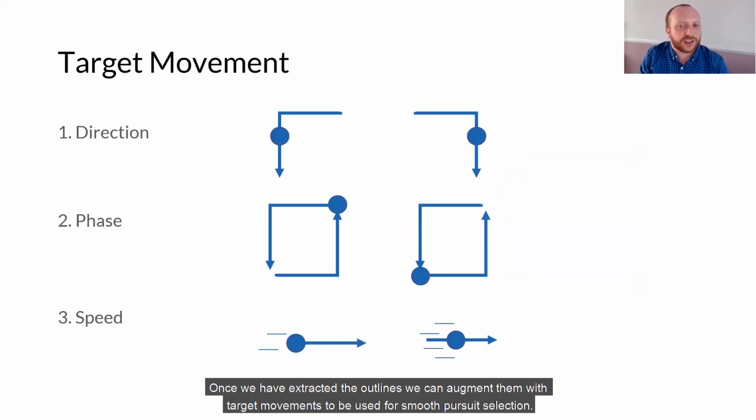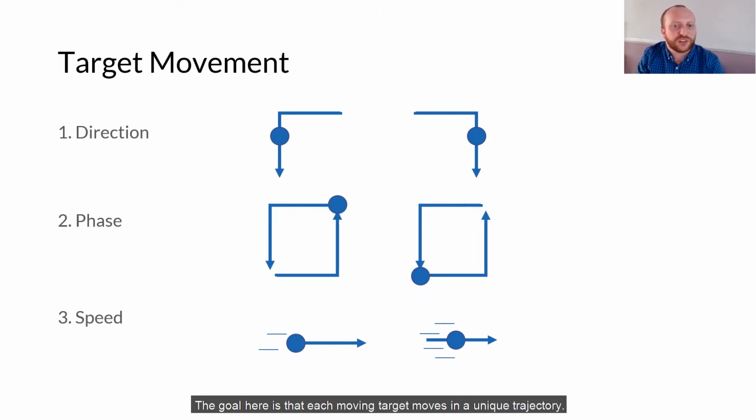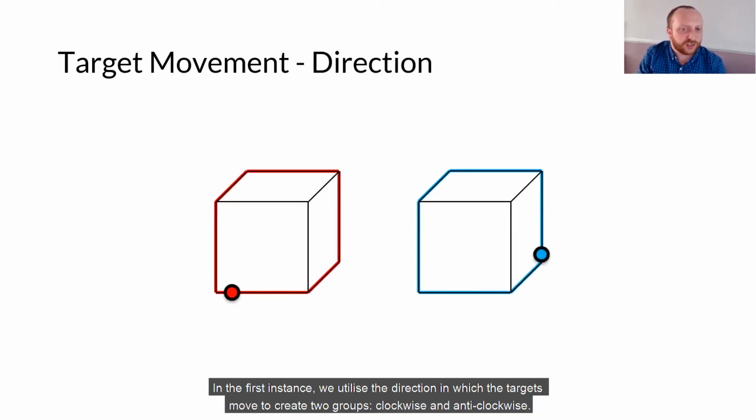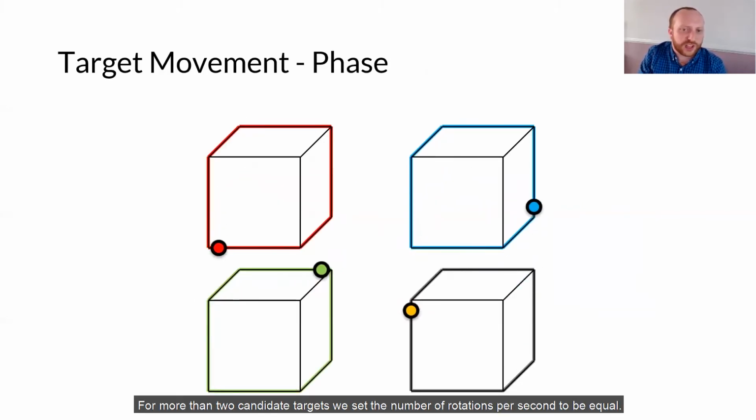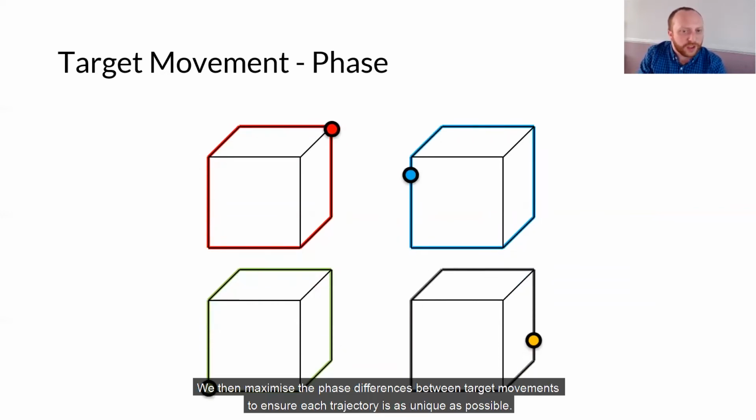Once we have extracted the outlines, we can augment them with target movements to be used for smooth pursuit selection. The goal here is that each moving target moves in a unique trajectory. In the first instance, we utilize the direction in which the targets move to create two groups, clockwise and anti-clockwise. For more than two candidate targets, we set the number of rotations per second to be equal. We then maximize the phase differences between target movements to ensure each trajectory is unique as possible.